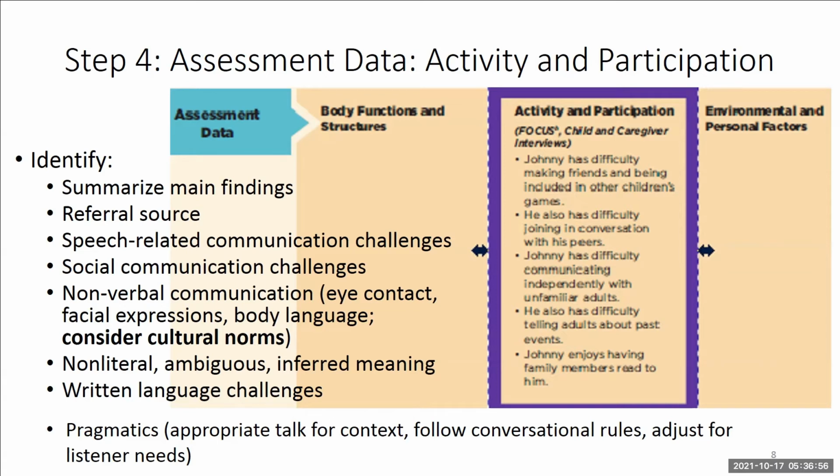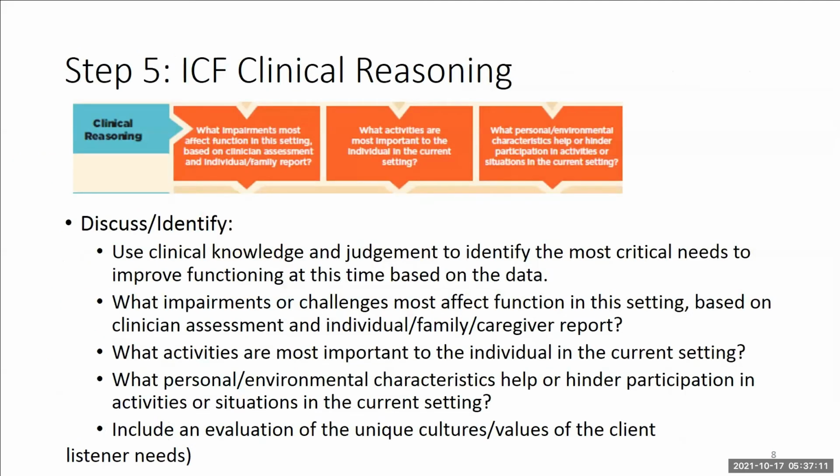So with these 3 items, we have a broad picture of the child, how he functions within different environments, what the test scores show us, and what are some of the social participatory issues. From that data, you start to develop clinical reasoning. You use clinical knowledge and judgments to identify the most critical needs to improve functioning at this time based on the data.